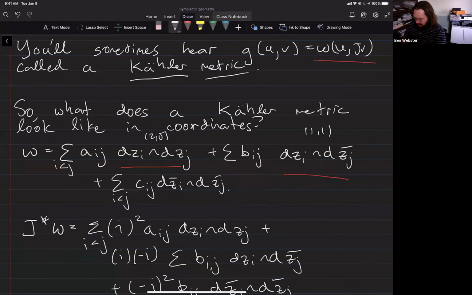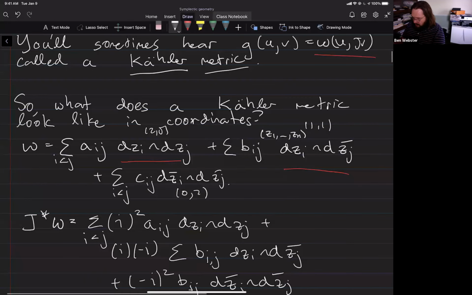And dz_i bar wedge dz_j bar, that's a 0,2 form. All right, and I have functions in front of these. I didn't explicitly put that all of these are functions smoothly depending on the coordinates z_1 up through z_n, but that's what's happening.